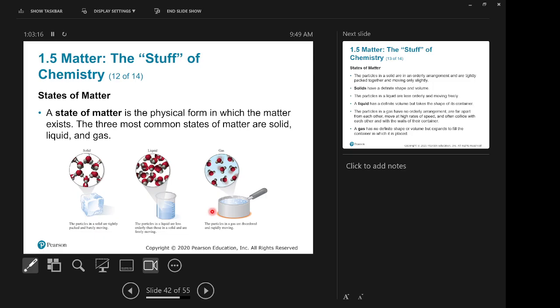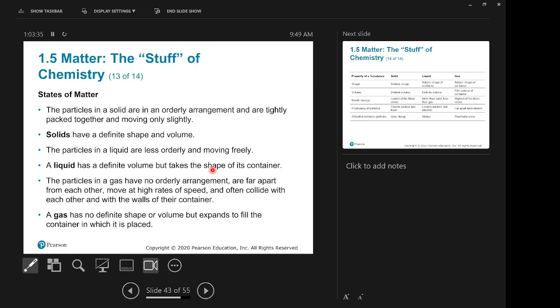All right. States of matter. So a state of matter is going to be the physical form in which the matter exists. The 3 most common states of matter are going to be solid, liquid, and gas. And you guys all probably know these fairly well. There's solid, there's liquid, and there's gaseous water up here that you can't see. Or the bubbles.